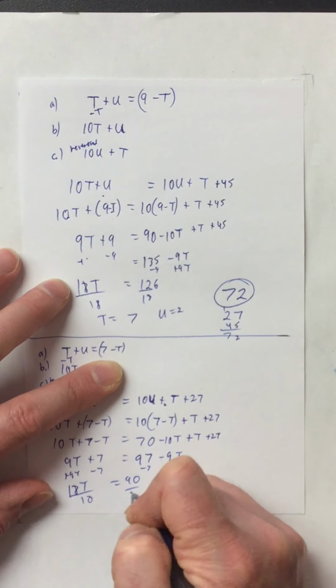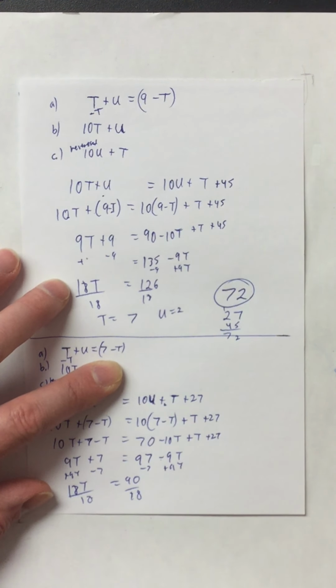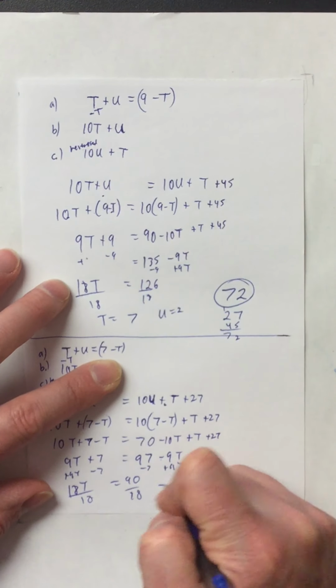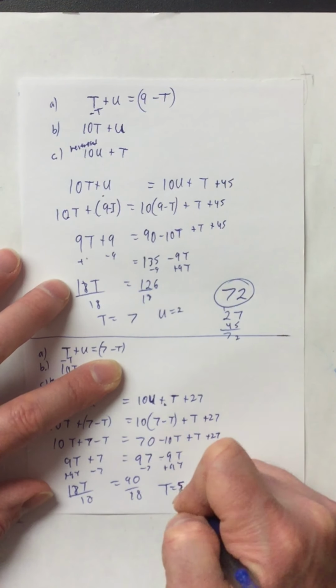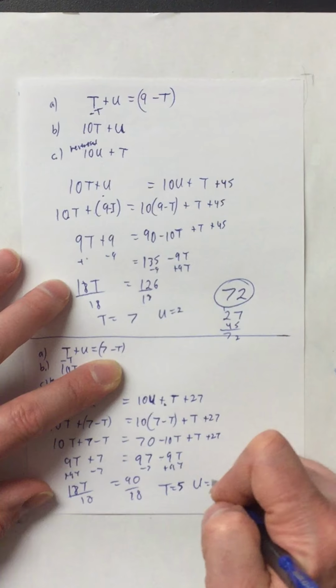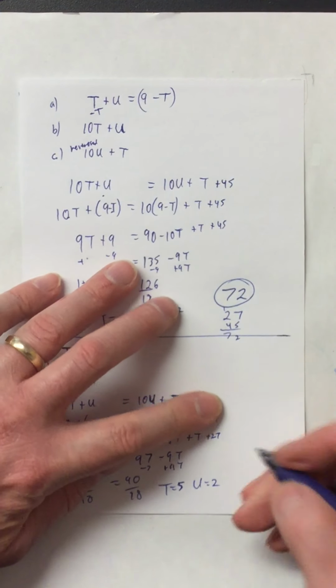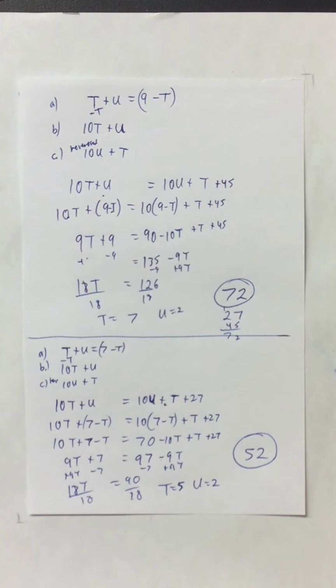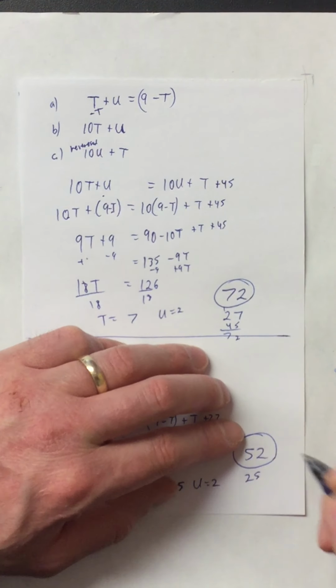Looks like 90 minus 18. Sorry, 90 divided by 18. All right, my answer is 5. T equals 5. U is going to equal 2. And so put that together. 52 is my answer. If we reverse it, we get 25.